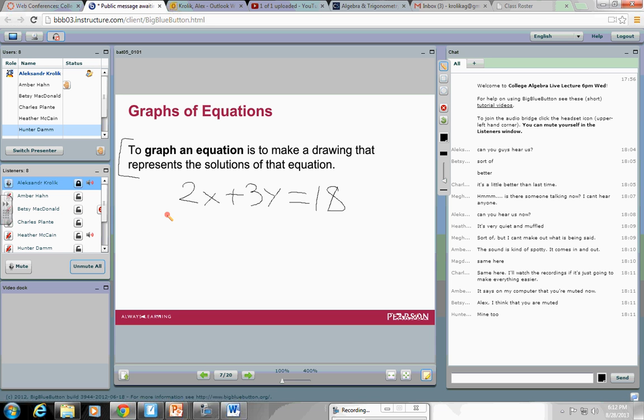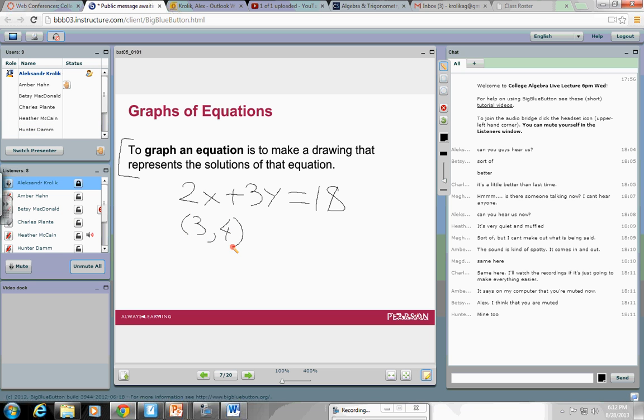Okay, so ordered pair as an x equals 3 and y equals 4, right? And the way you check that, you plug this in, 3 for x, 4 for y. Is that going to work? 2 times 3 plus 3 times 4. So what is that? 6 plus 12? Yeah. So this does equal 18, so check. So this would be one of the solutions.